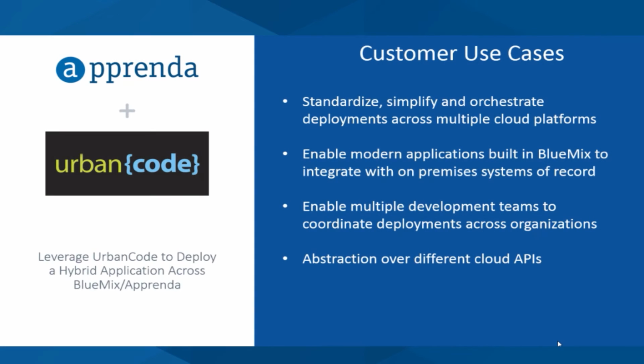I want to be able to show you UrbanCode deployments. So the idea here is that you want to be able to standardize, simplify, and orchestrate deployments across multiple cloud platforms, right? And you want to be able to use, in this particular case, something like BlueMix, where you're building this modern front end that might be using BlueMix services, in this case, Twilio, Watson Dialog service. And then you want to be able to have multiple development teams coordinate their deployments with that new BlueMix stuff with on-premises applications. In this case, that might be running .NET. In fact, you also want to be able to provide an abstraction over the different APIs that are used by these different environments.